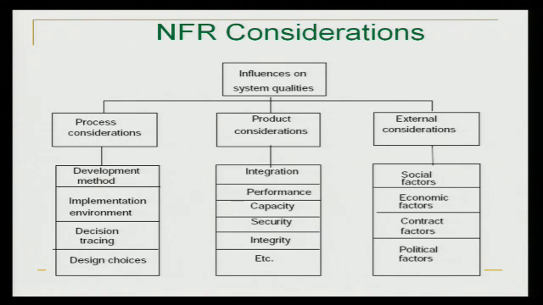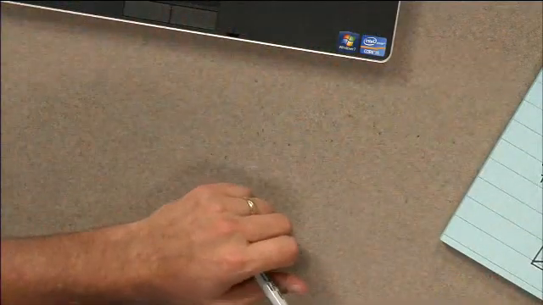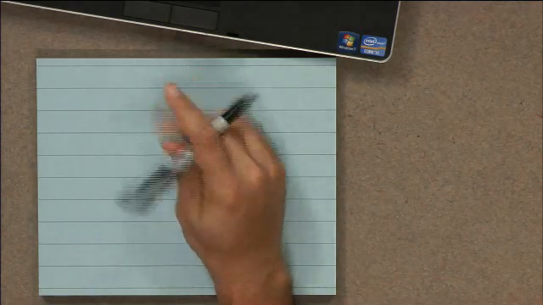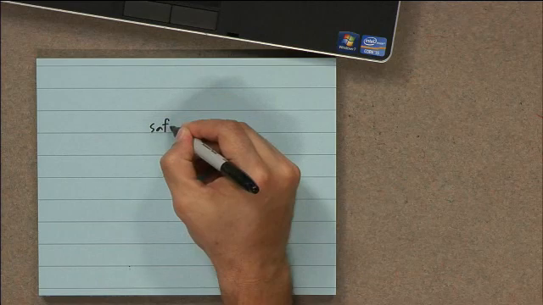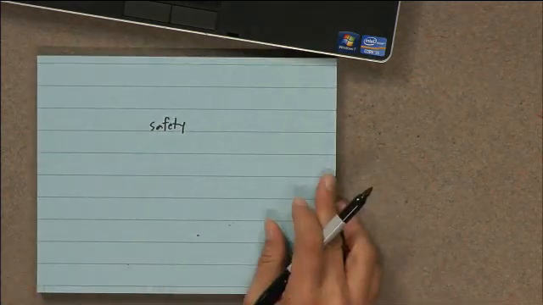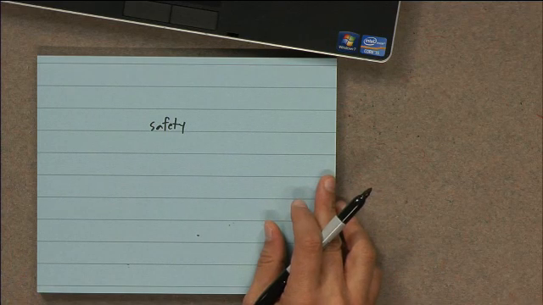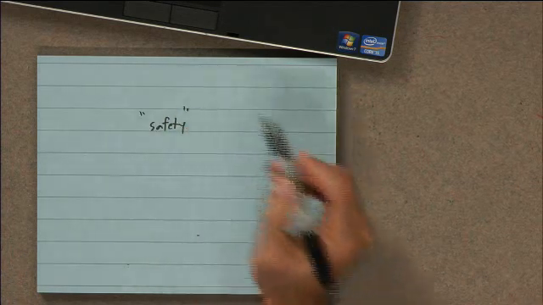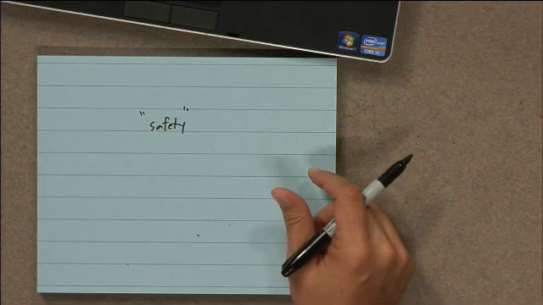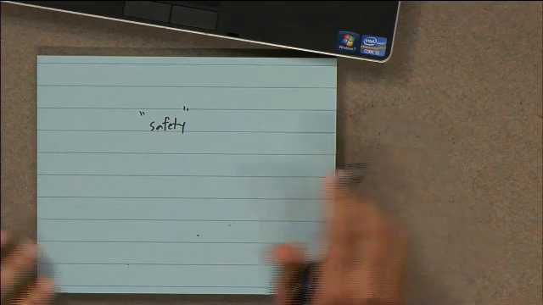Let me give you one example of a design choice. Let's pick safety. So here's an example of a design choice that you would make if you have a safety requirement. Maybe you're designing an embedded pacemaker or defibrillator, and safety was a key concern.